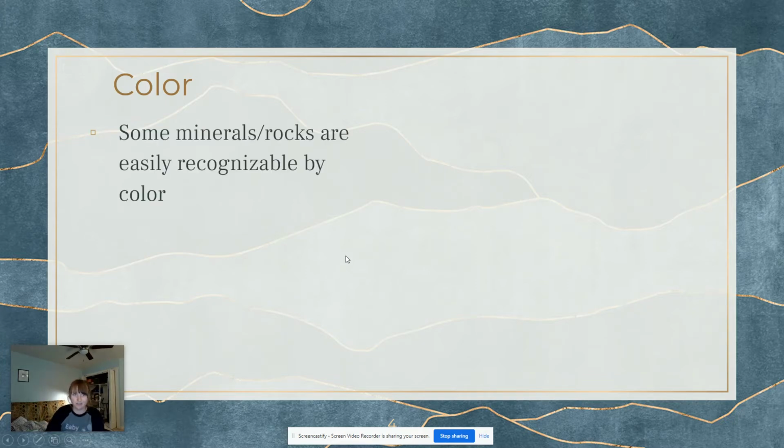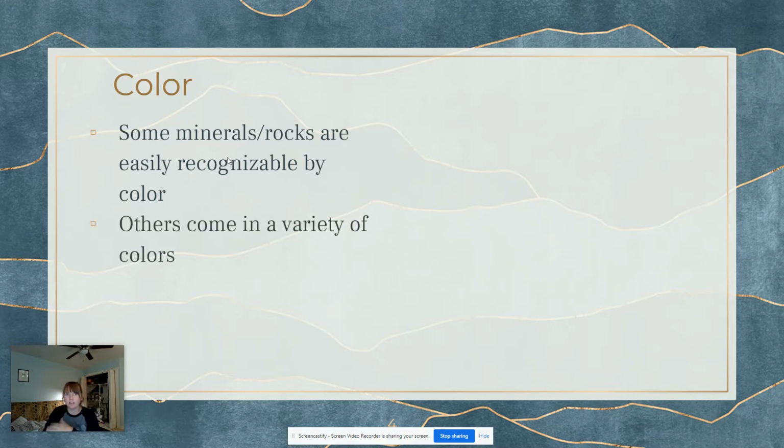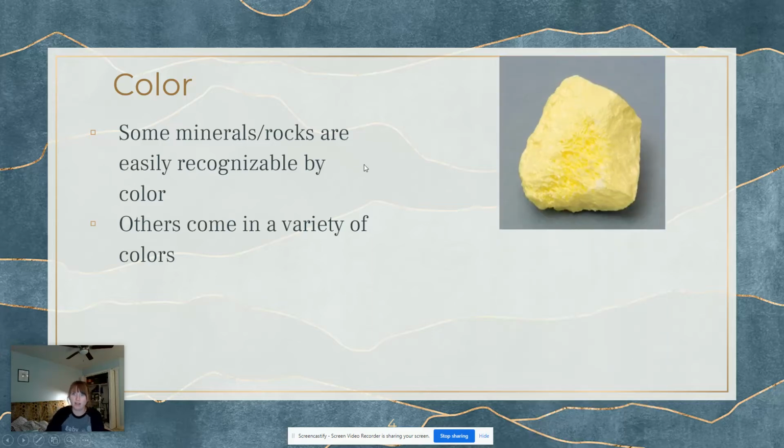Our next test is color. So this is just the color that you see when you look at a mineral or rock. Some minerals and rocks are easily recognizable by their color, but others come in a variety of colors. So color isn't always the best judge to figure out what a rock or mineral is.